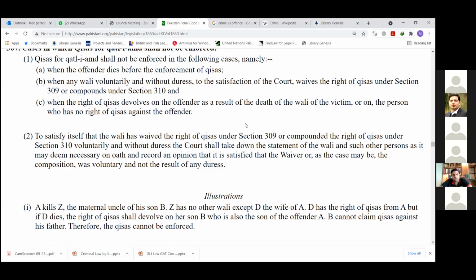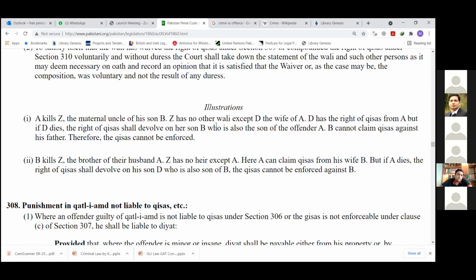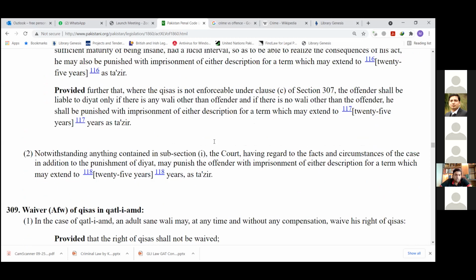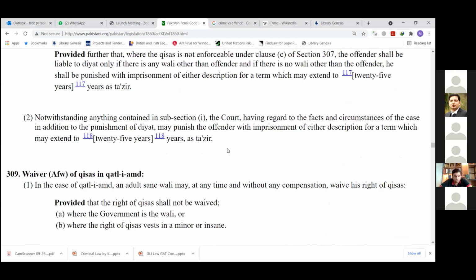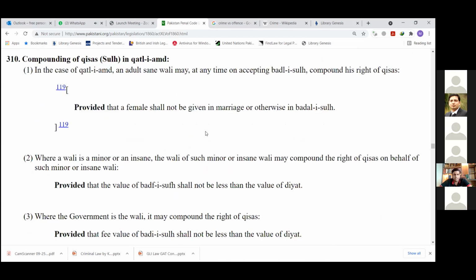So you see, Qisas is tooth for tooth, eye for an eye. Qisas is like committing murder of the person who has committed the murder of another person in the same way, with the same intensity and with the same act. So the requirements are higher. Punishments in cases not liable to Qisas in Qatl-e-Amd are provided by Section 308. I'll have to just quickly skim through these because we have a lot to cover. Compounding of Qisas in Qatl-e-Amd, Section 310.